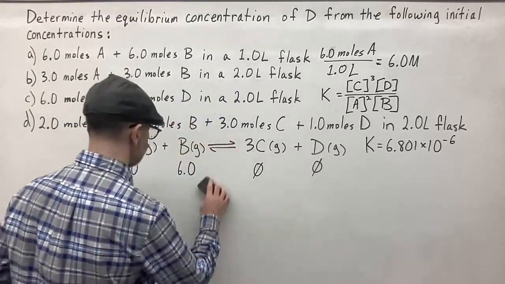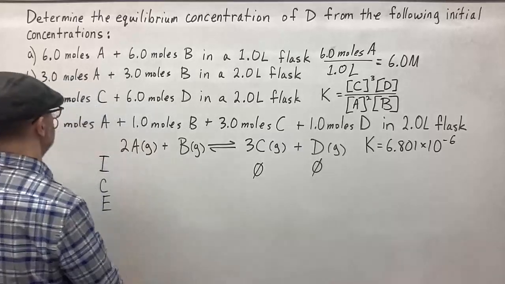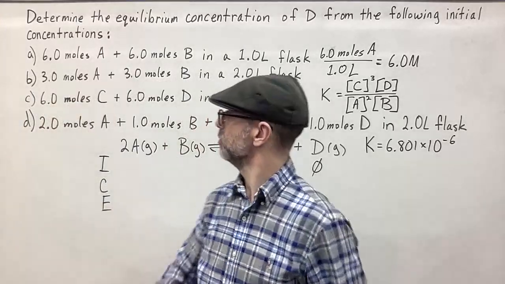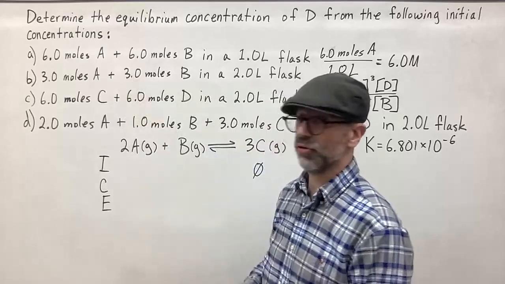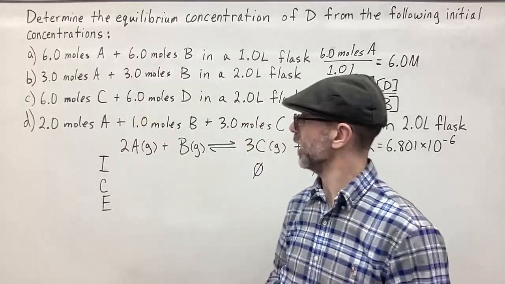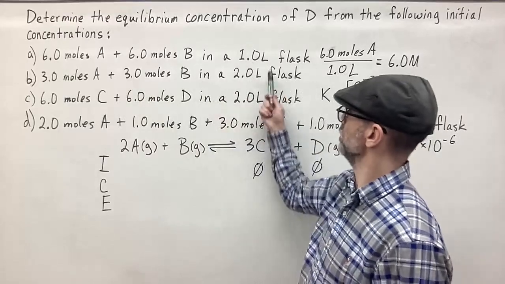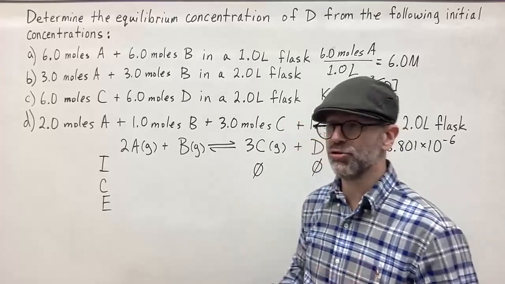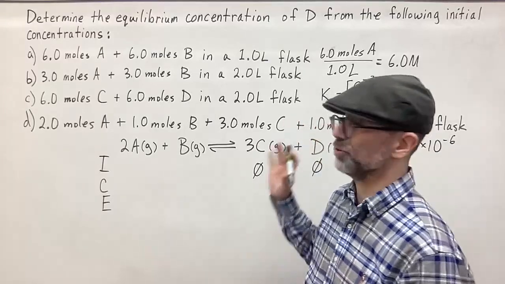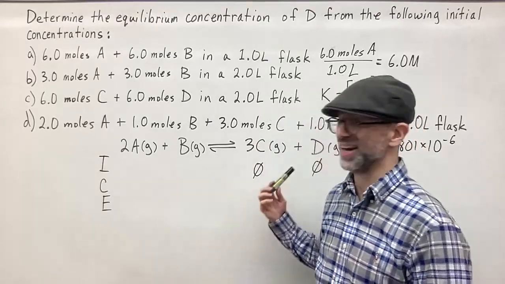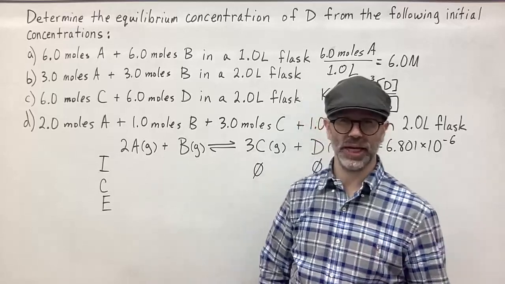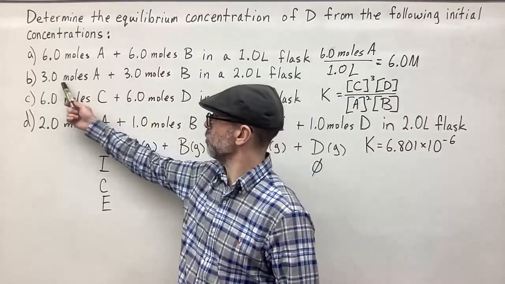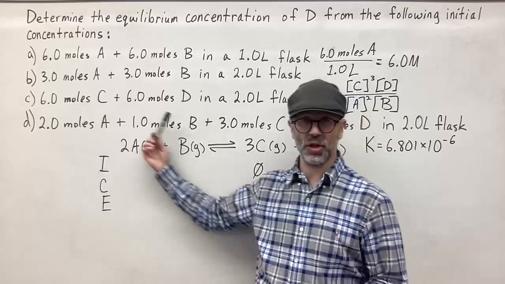Okay, so here now we have 3.0 moles of A and 3.0 moles of B, and we have 2 liters of volume in the flask. So now we have to use the moles and the volume to find the molarity, because remember, when you're doing an ice table, you have to have molarity.